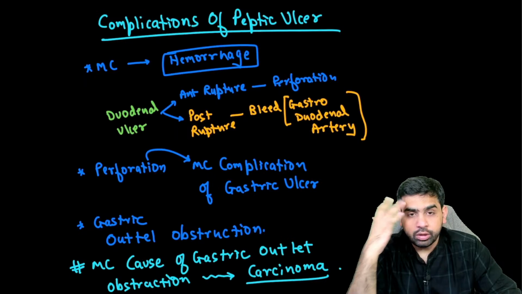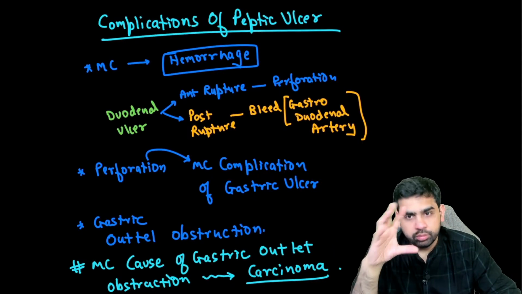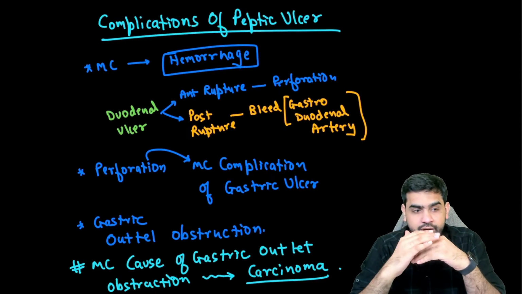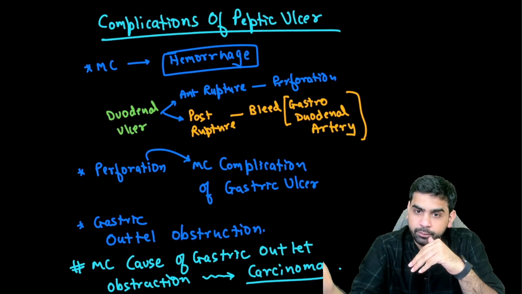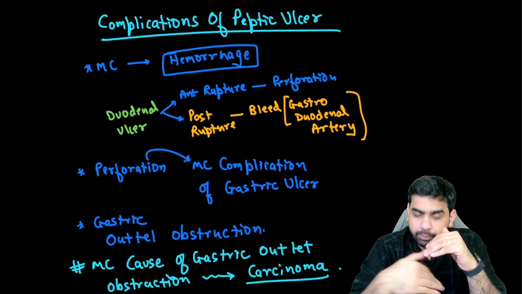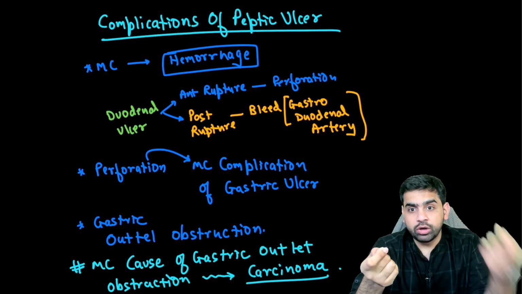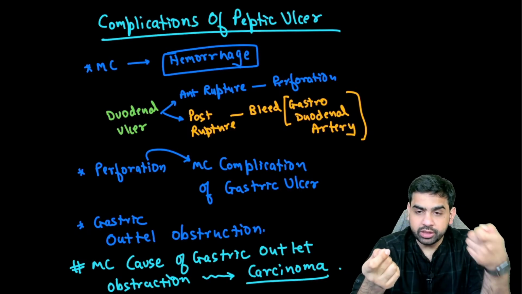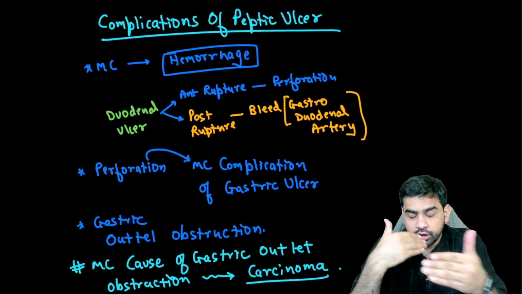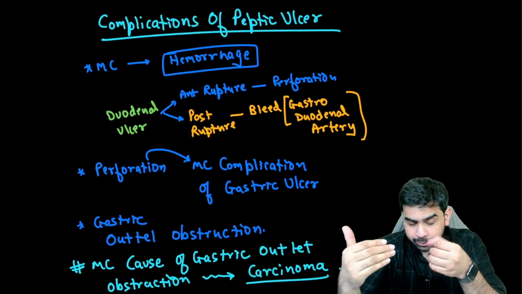Now, what are the complications? Hemorrhage is the most common complication. The problem with the duodenal ulcer is that if it ruptures anteriorly, it will lead to perforation. But if there is a posterior perforation of the duodenal ulcer, it will lead to bleeding, and the source of the bleeding will be the gastroduodenal artery.